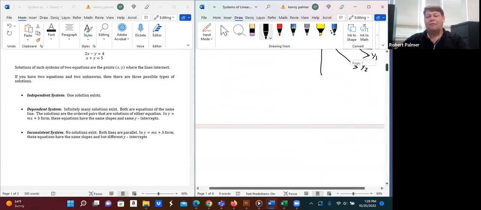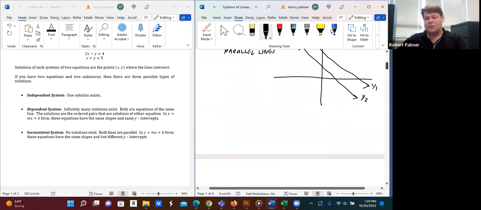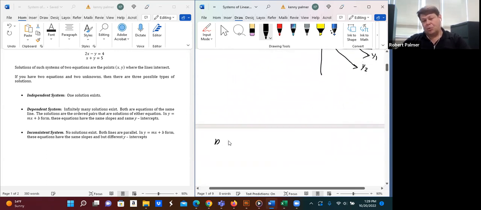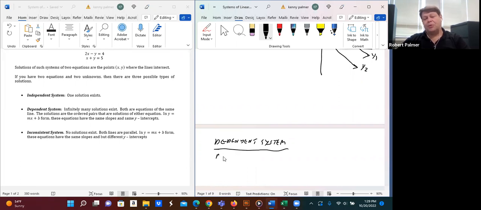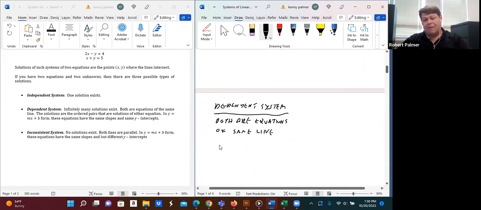And then the third possibility we can have for two equations with two variables is what's called a dependent system. What that means is both are equations of the same line. You just don't recognize that yet. So both are equations of the same line. And what that means then is that every point on the line is a solution.